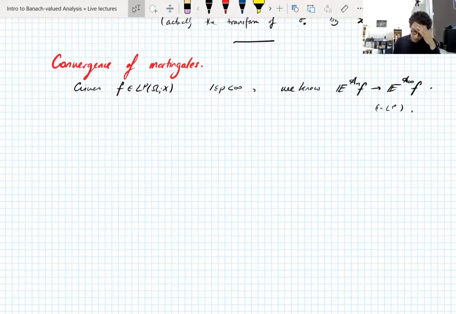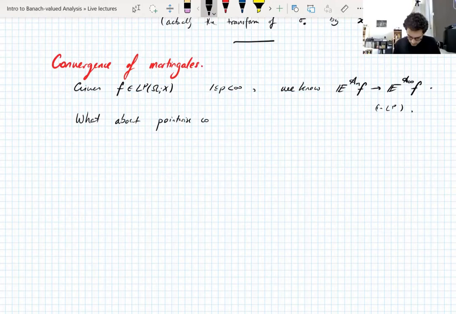Christoph's question was about the converse. Like, if you have a Martingale, when is it coming from a function? When is it a Doob Martingale? We're going to ask a different question. What about pointwise convergence? It's a related question. What about pointwise convergence?